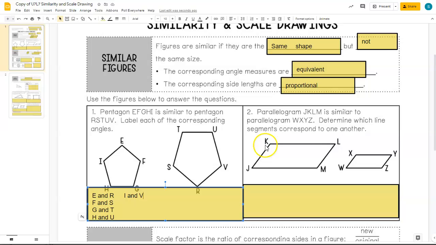Parallelogram JKLM is similar to parallelogram WXYZ. Determine which line segments correspond to one another. So we've got line segment KL. Well, that's going to be the same as XY, or similar to, or corresponds to, because that's actually the word they use. Alright, LM is going to correspond to YZ.